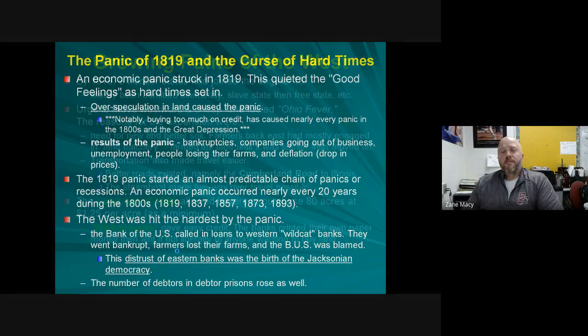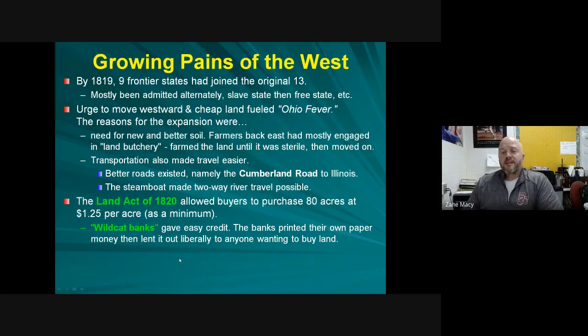The number of people that go to prison because they had defaulted on loans, they were debtors, goes through the roof. By 1819, 9 frontier states had joined the original 13. We're up to 22 states. You see them being admitted, like I say, alternately. You admit a free state, admit a slave state, admit a free state, admit a slave state. The urge to push west was big at this point.